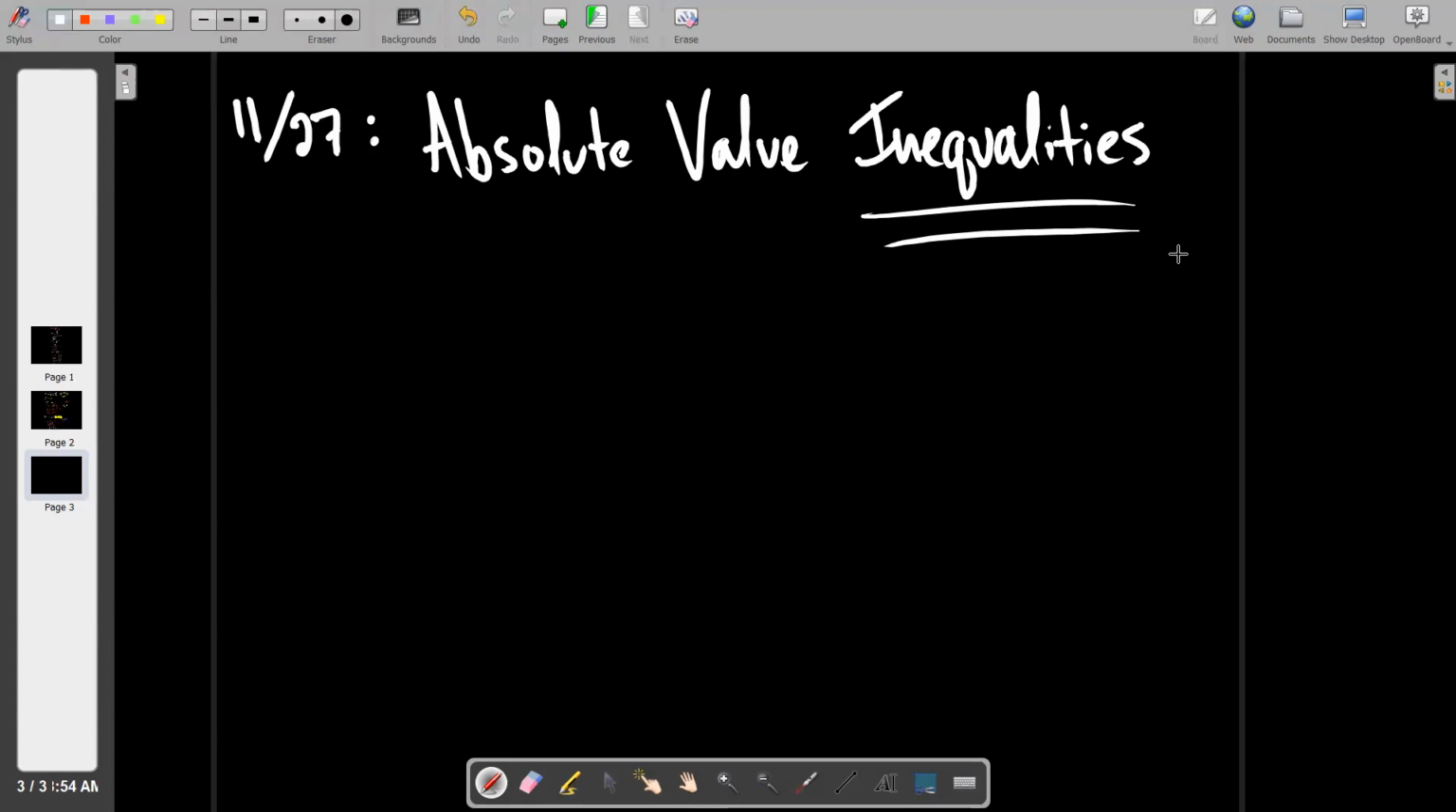So before break, we did absolute value equations. I thought it was pretty easy, right? You get the absolute value by itself, split it into the two equations, solve them both. Straightforward. This is a more complex sort of lesson. I'm going to knock this out in a couple different parts.